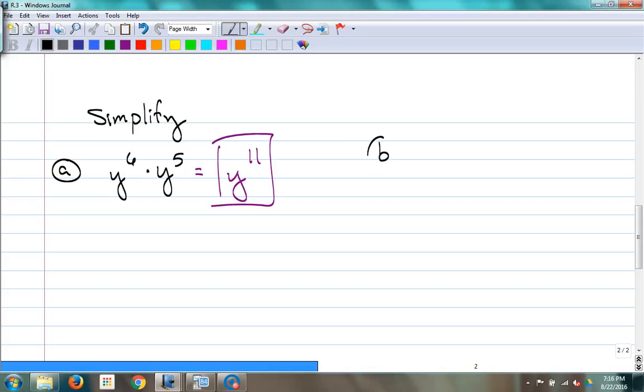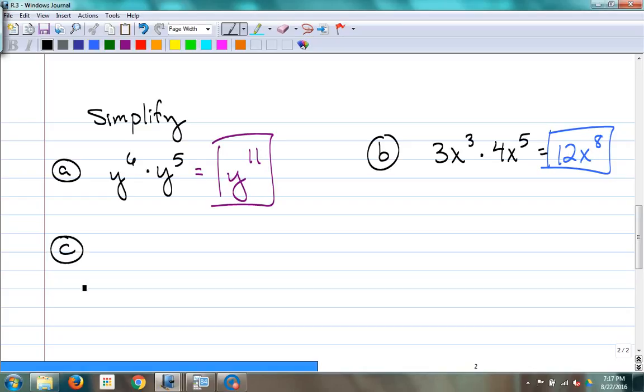And we can go example B just here beside that. What if they throw numbers involved there? So maybe they got 3x to the 3rd times 4x to the 5th. What do we do with those numbers that are in front? It's just a multiplication problem, so I'm just going to multiply 3 times 4 and get 12. And then what's the rule for the x's? Add them up. So 3 plus 5 is 8. 12x to the 8th. Okay.